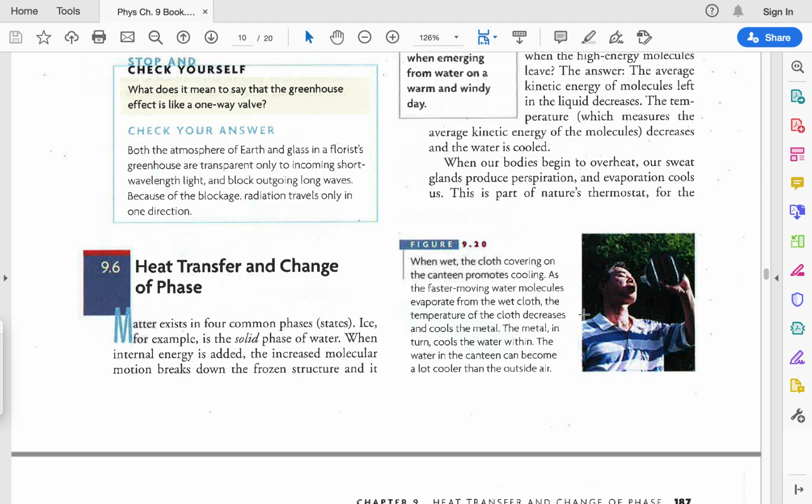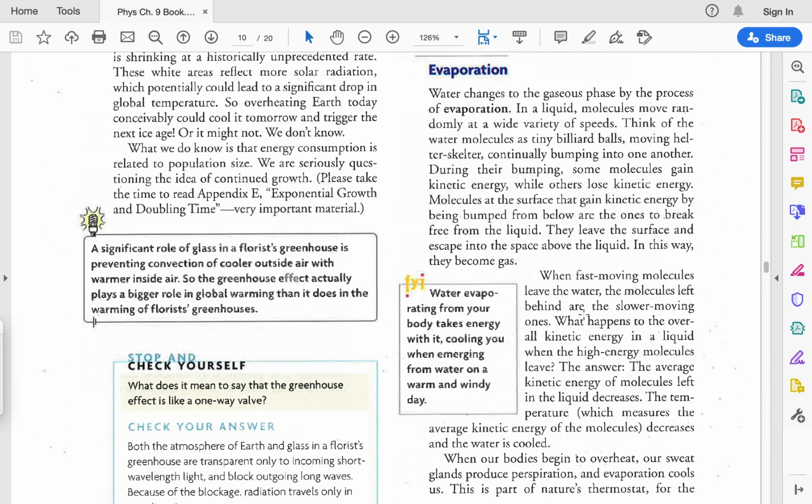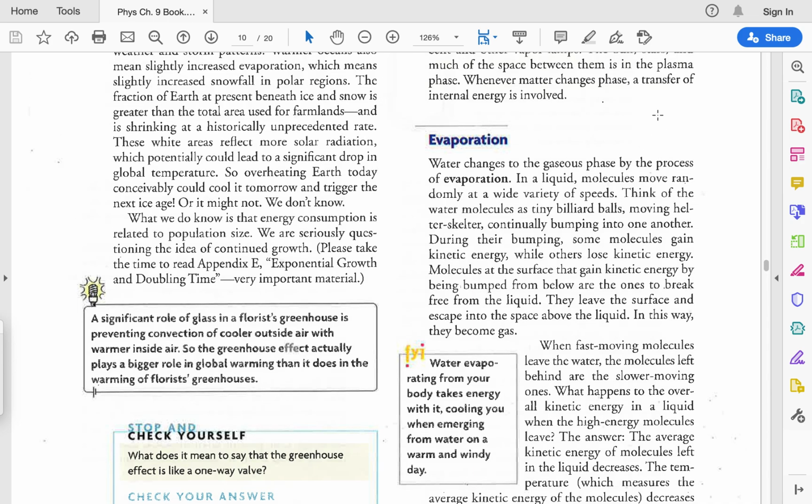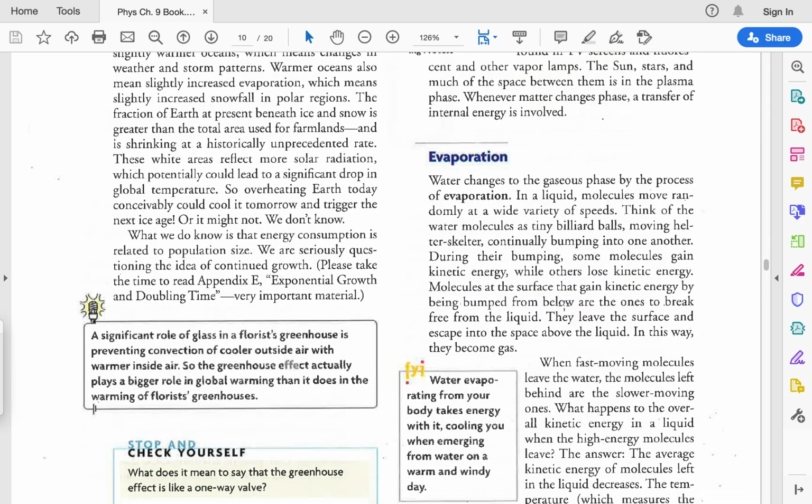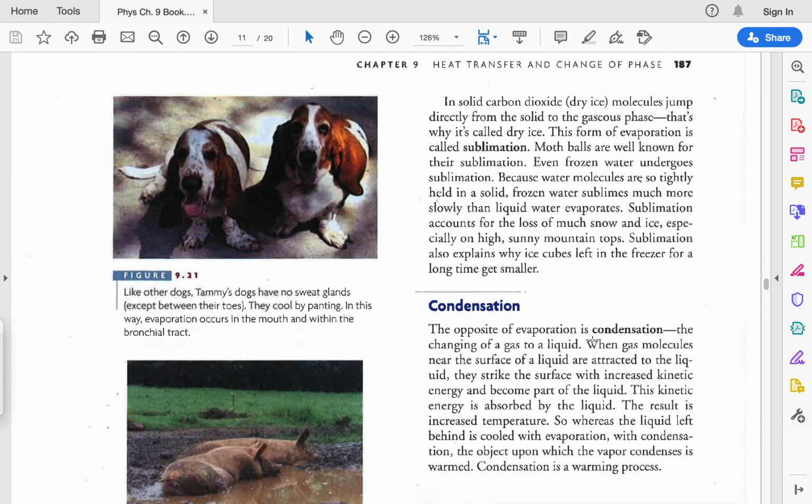Moving on from heat transfers to what's known as change of phase. You should know going from solid to liquid is melting. From liquid to gas, that would be evaporation. But there are also others. You have things like condensation and sublimation.